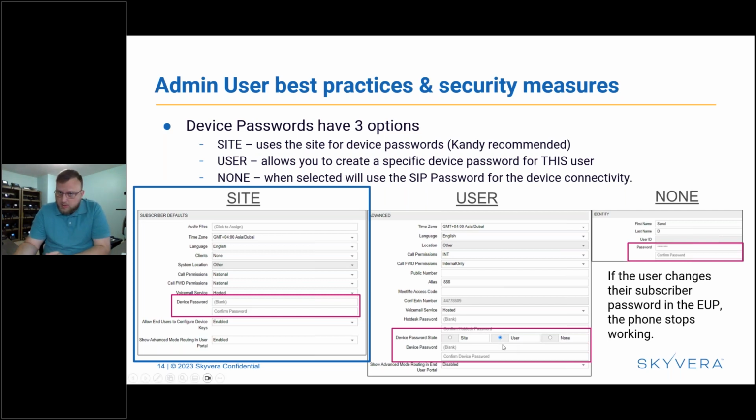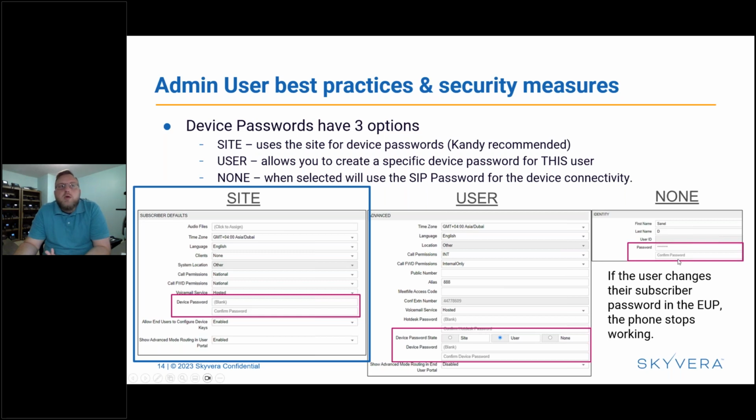But when you scale that out to an entire company, it becomes really unwieldy in terms of how to manage changing this password or keeping this password on a rolling 90-day kind of situation. So, using a device password is not always the best option. And then the third option is setting the password to none in the subscriber. That doesn't mean that there's no device password. What that means is it's going to use the SIP password or the identity password for that particular subscriber.